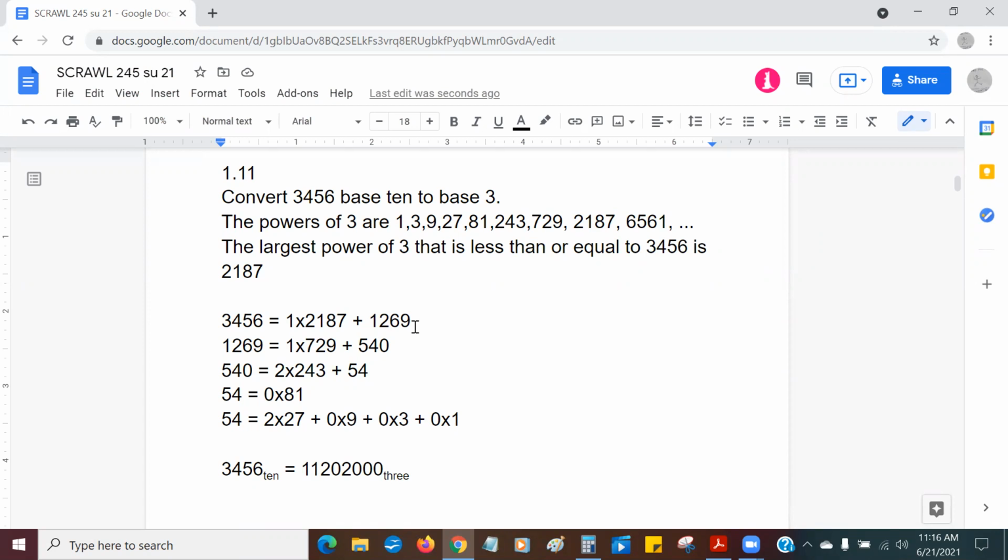33,456 equals 1 times 2187 plus 1269. 1269 is equal to 1 times 729 plus 540. I'm just going down the powers of 3. 540 equals 2 times 243 plus 54. 54 is equal to 0 times 81, and 54 is also equal to 2 times 27 plus 0, 0, 0, 0. So this means in totality that 33,456 base 10 is equal to 112020000 base 3. And that is an example of how this stuff works.